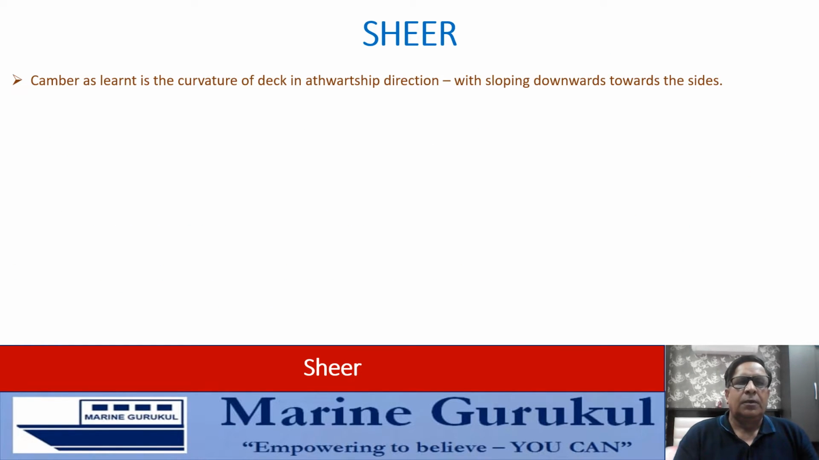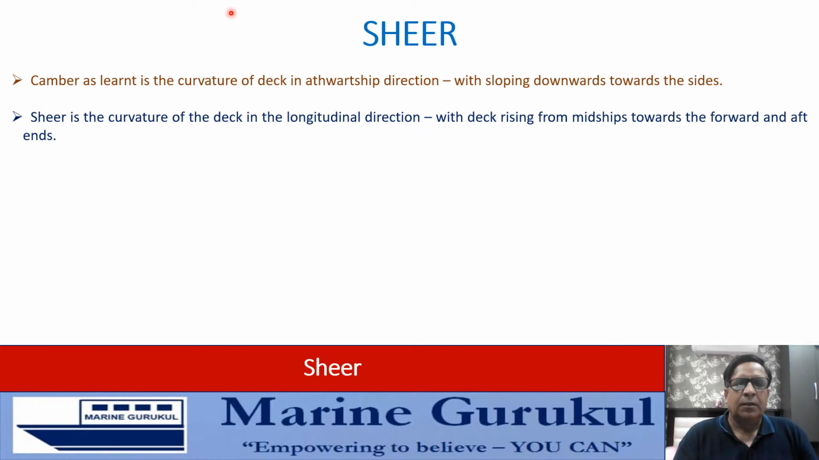Shear. We learned a while back about camber being the curvature of the upper deck or the exposed deck in the transverse direction from center line towards the side. The upper deck also has a curvature in the longitudinal direction, in the fore and aft direction. That is what is called the shear. So shear is the curvature of the deck in the longitudinal direction, with the deck rising from midships towards the ends, that is the forward end and the after end.